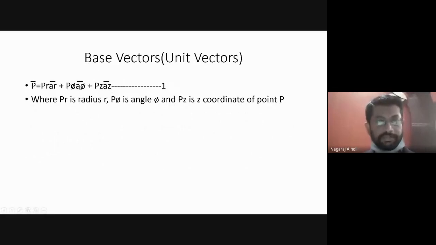So what are these PR, P phi and PZ? PR is the radius, it's the magnitude. P phi is also a magnitude, it is the angle phi, and PZ is also a magnitude, it is the Z coordinate of the point P. Okay, let us take this as equation 1.